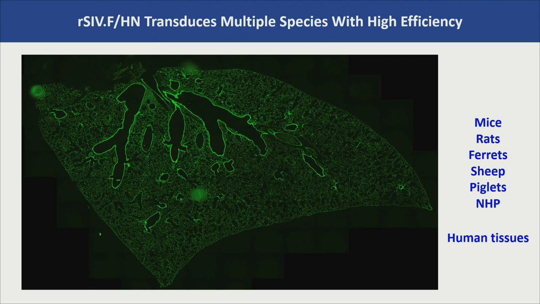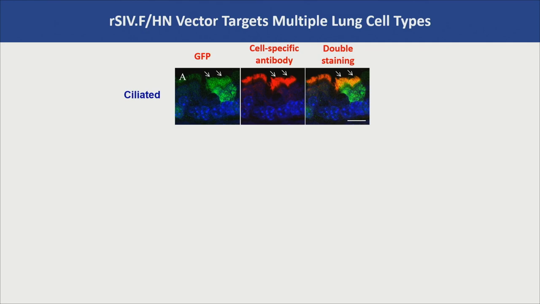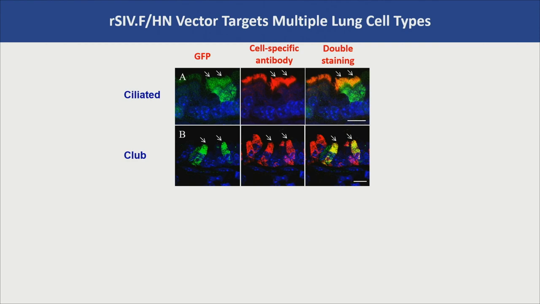So the next question then is, why is it so efficient? And I think it is because our vector is agnostic to the cell type it transduces. So here is a transduced cell shown by GFP. We can prove the cell is ciliated because we've double stained with tubulin, and there is that double staining. And we then worked our way through the different cell types that were available, and we looked at the secretory cells and the club cells, the goblet cells, and indeed we can transduce basal cells.